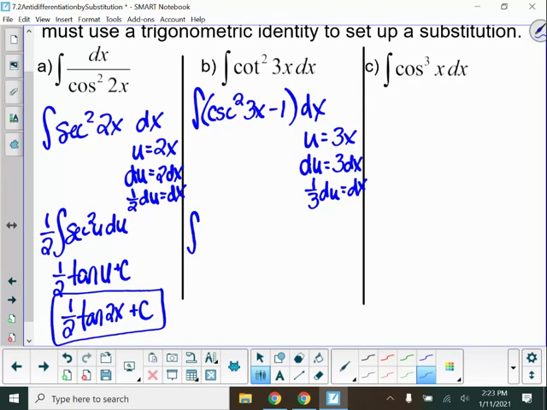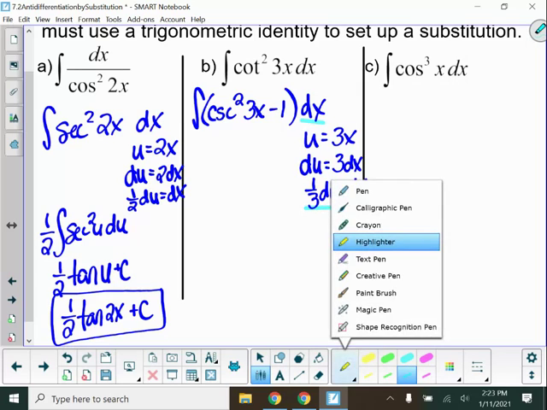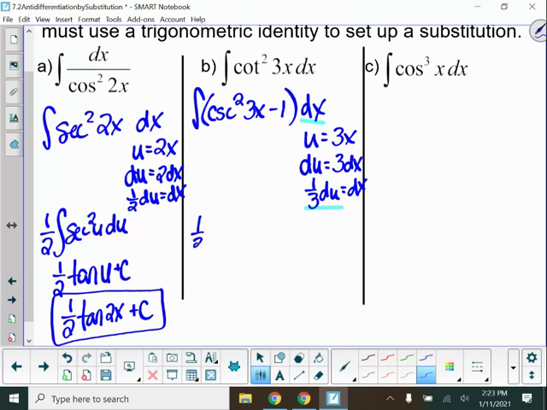So I'm going to do this down here. I may need to scroll a little bit. This is going to be 1/3, or I'm sorry, I do need to pull out the 1/3. I'm getting confused about what I was doing there. My apologies. Because 1/3 du is equal to dx, so here is my dx. So I am going to change that to the 1/3 du. So I can pull the 1/3 out. In fact, I need to pull the 1/3 out. And then I have cosecant squared of u minus 1, and then du.